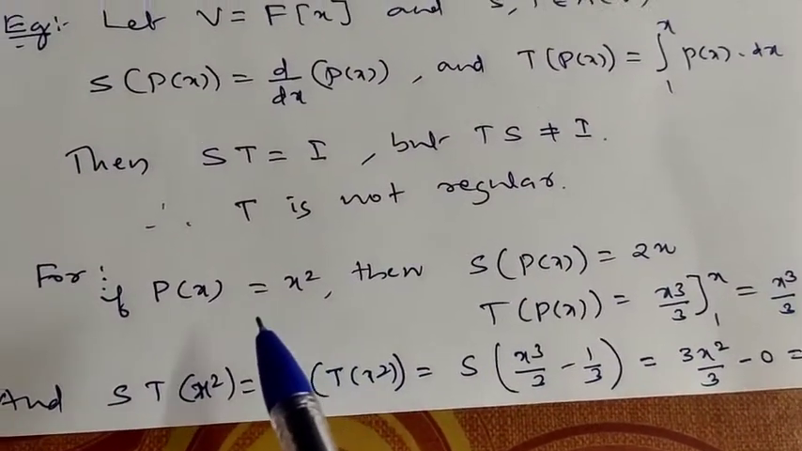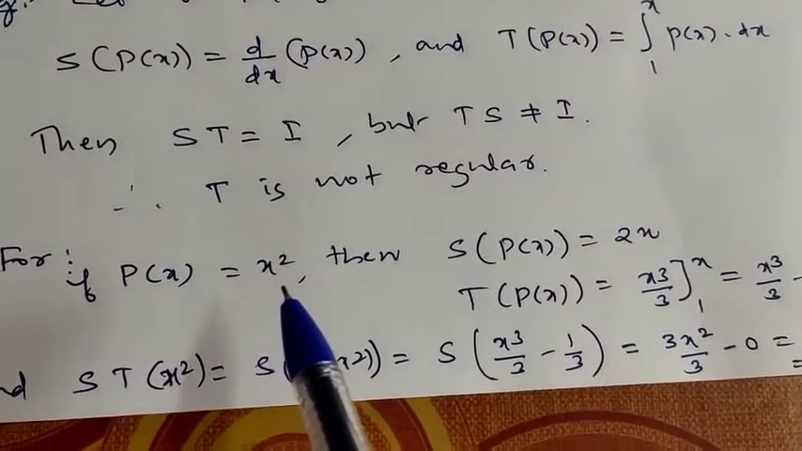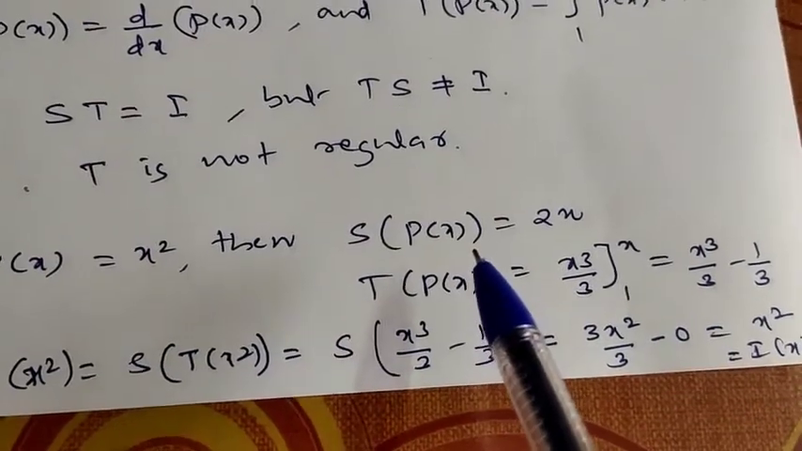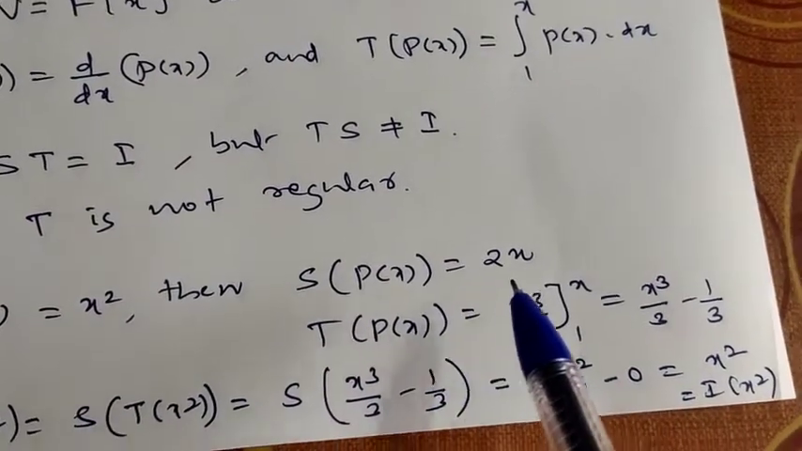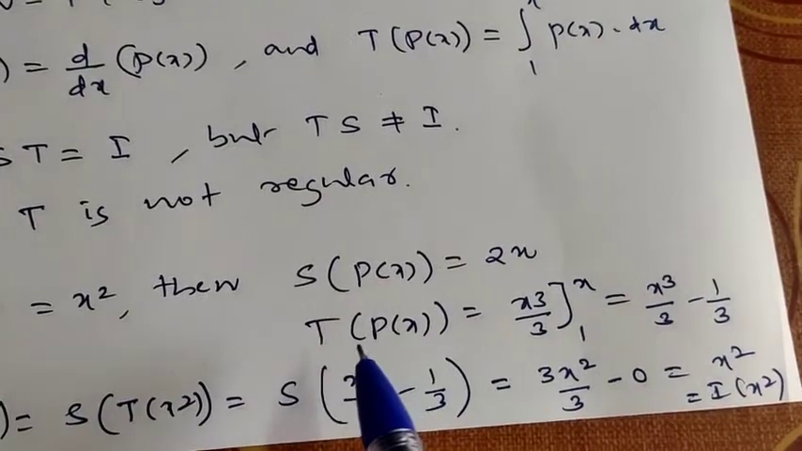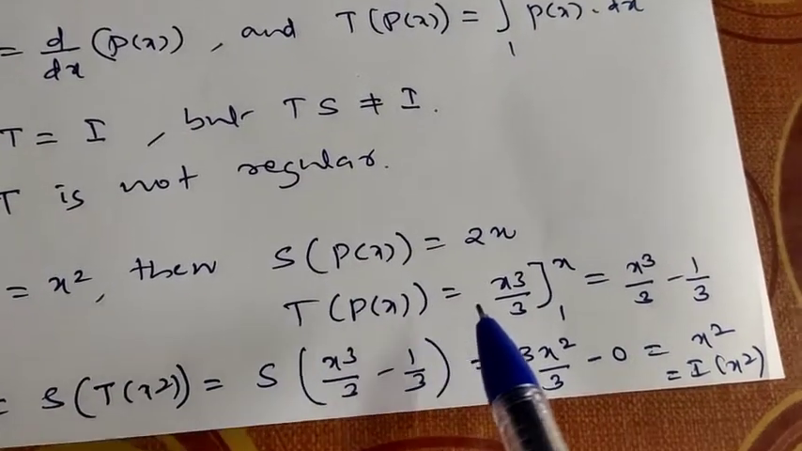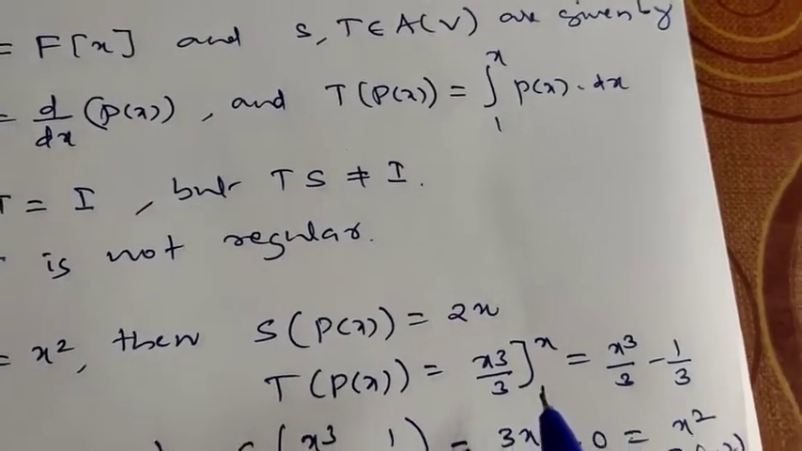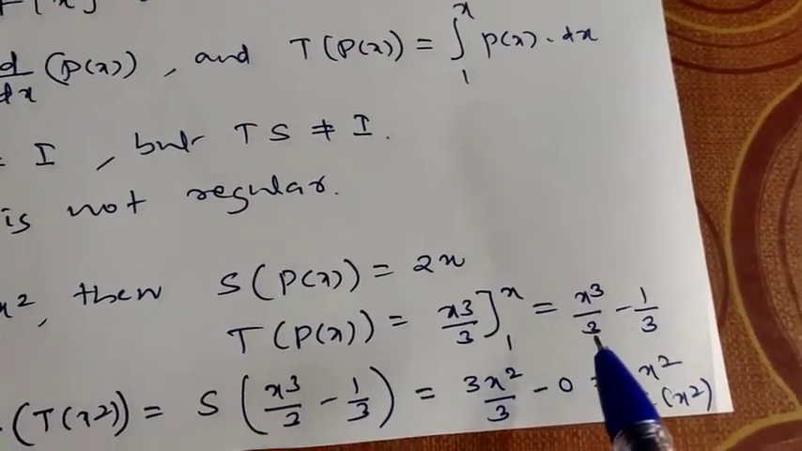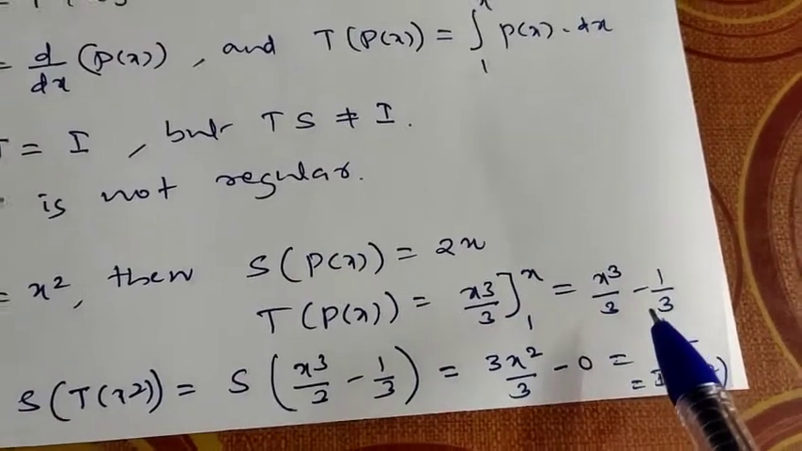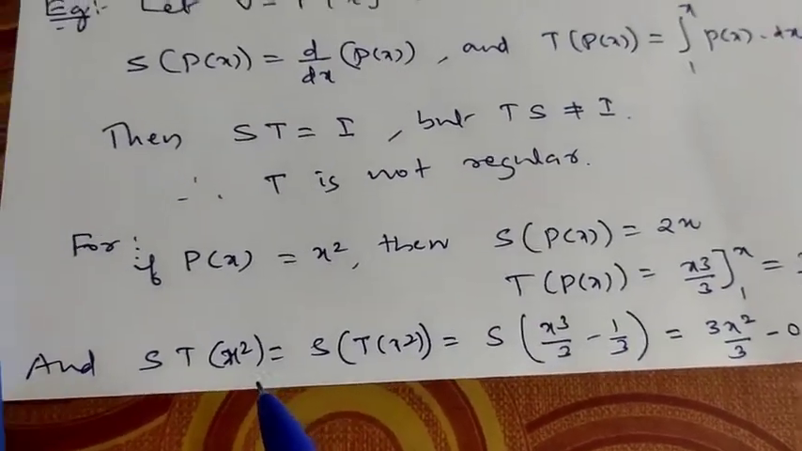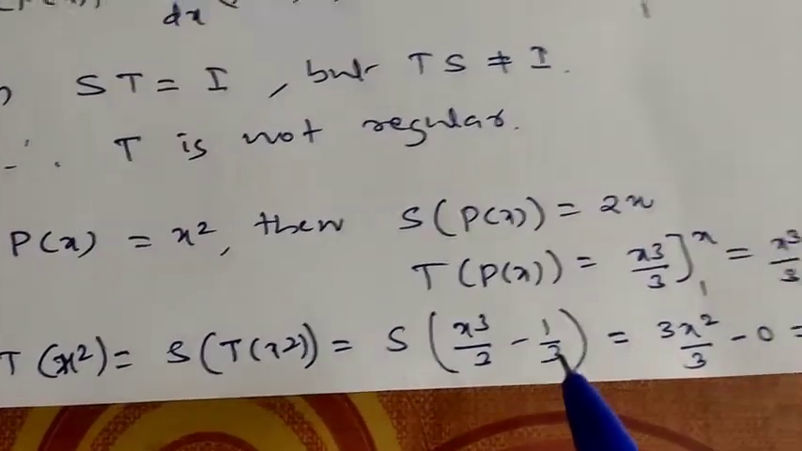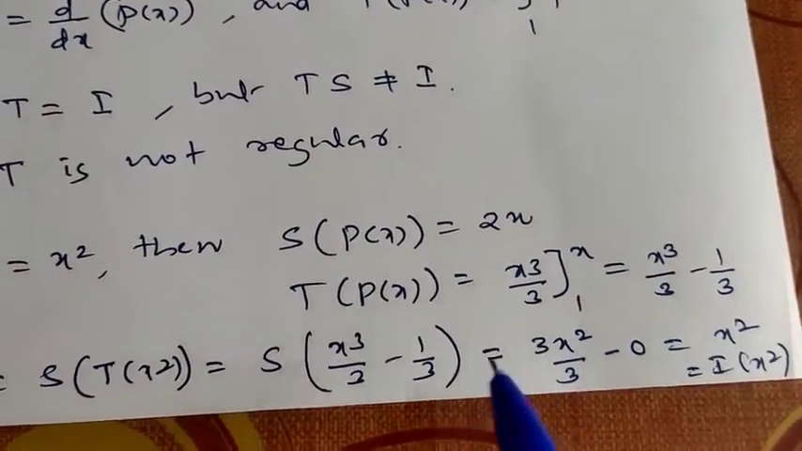If you want to check this, let us take P of x as a simple polynomial, say x square. Then S of P of x, that is d by dx of P of x, is 2x. Therefore, T of P of x is the integral operator, x cube by 3 evaluated from 1 to x, which is x cube by 3 minus 1 by 3. Now look here. S into T of x square is S of T of x square, which is x cube by 3 minus 1 by 3.